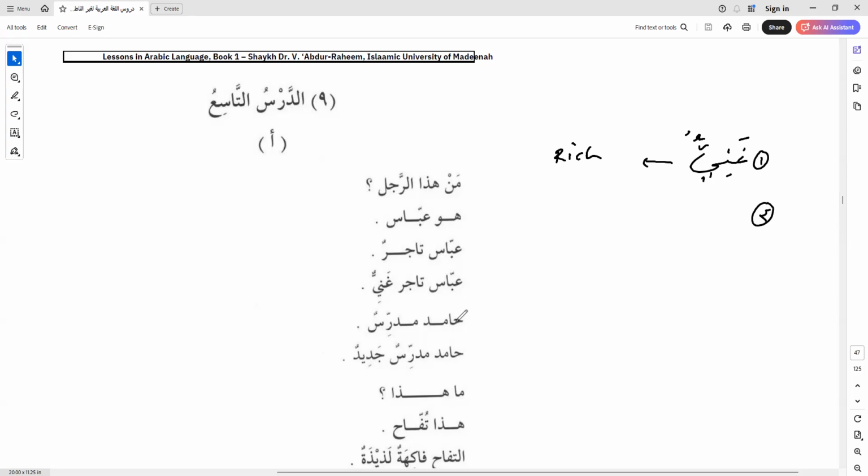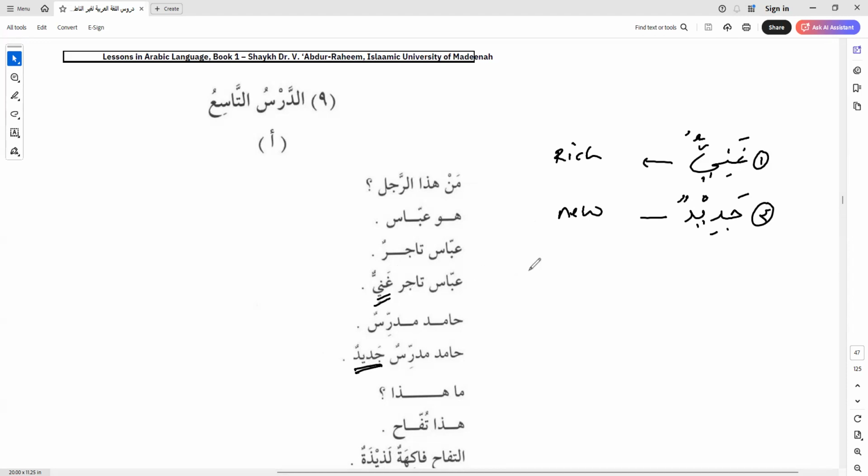Let's look at the next one. Hamidun mudarrisun. Hamid is a teacher. Hamidun mudarrisun jadidun. Hamid is a new teacher. Jadidun, new. Now look at the position of adjectives. Ghaniyyun, jadidun. Very, very important. It's not the same thing as English.